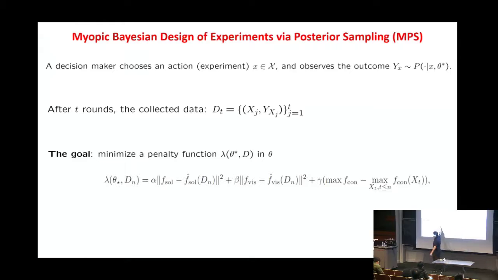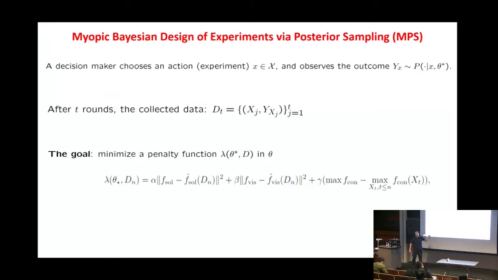One is for each experiment, I want to estimate its properties, like the solvation energy or viscosity. And the other is that for all of these experiments I tried, I also want to know what is that experiment that maximized the conductivity. Okay, so based on these three goals, I can create a cost function. And the goal is to recommend experiments in such a way that would minimize this cost function.